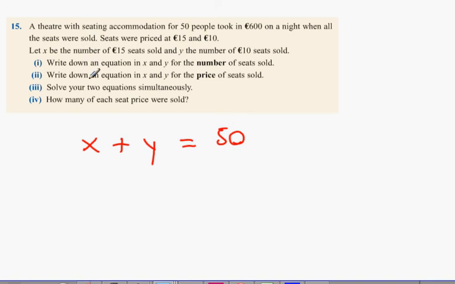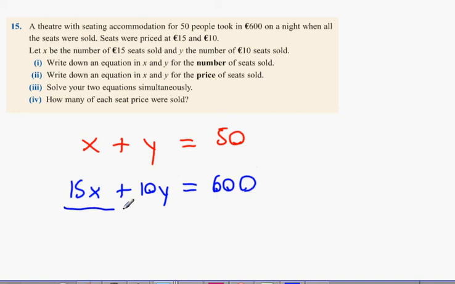Okay? Write down an equation for x and y for the price of the seats sold. What are the prices? No, that's not the prices, that's how many seats are sold. So 15x, 15 multiplied by the amount of seats sold, tells you how much money you got for the 15 euro seats. 10 euro multiplied by y tells you how much money you got for selling all the 10 euro seats. The total money for the night is 600.